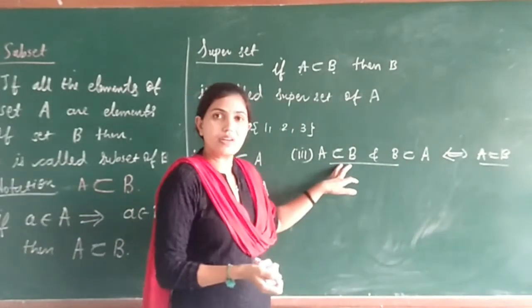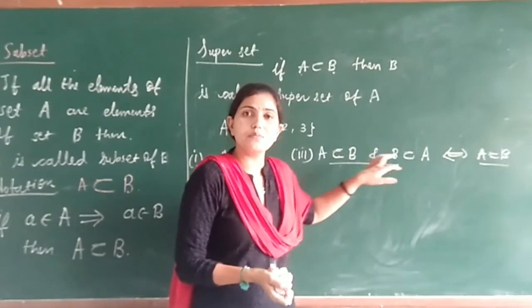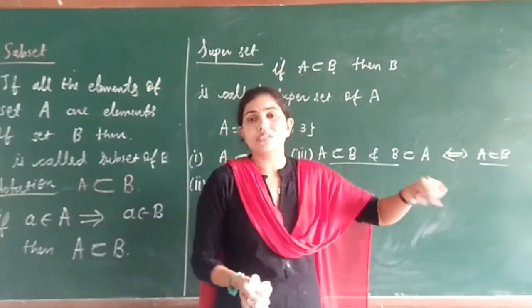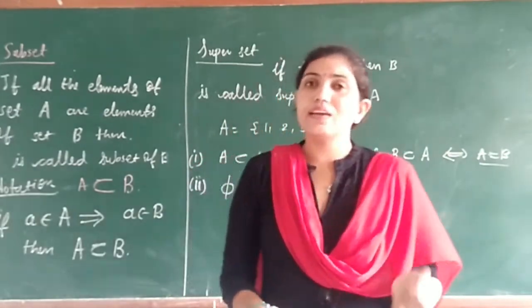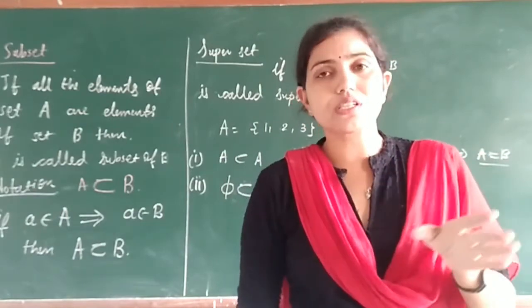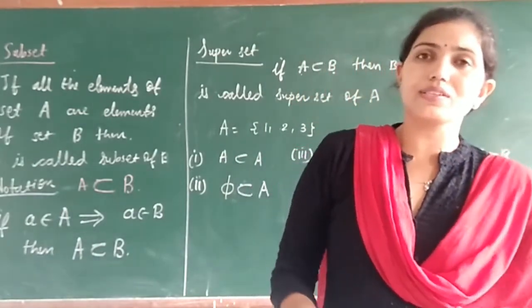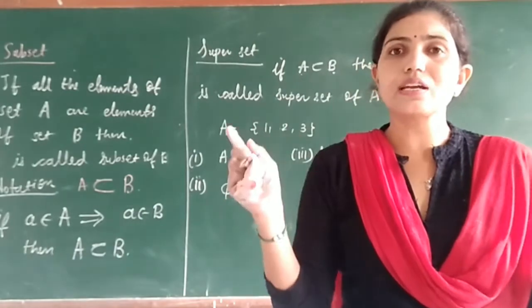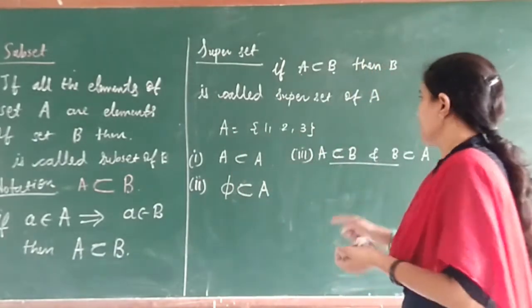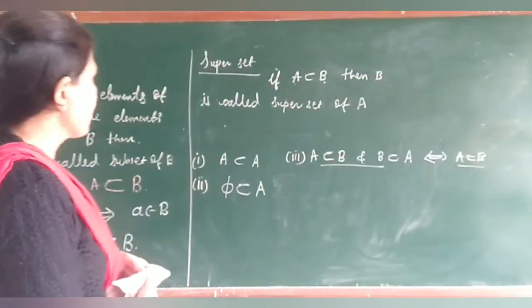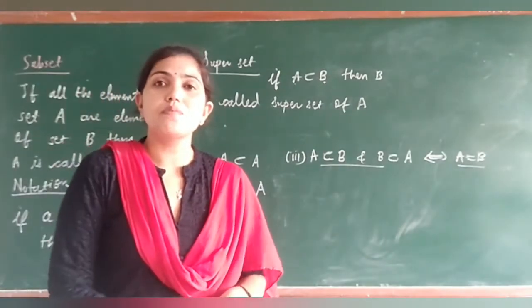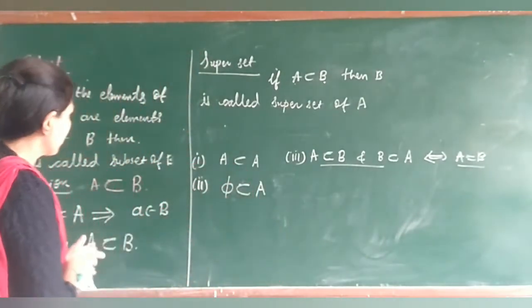So here whenever we have that A is a subset of B and B is a subset of A, that means A is equal to B. If A and B are equal, then obviously A is a subset of B and B is a subset of A. So this statement is proved from both sides. So students, now let me see what you can use.